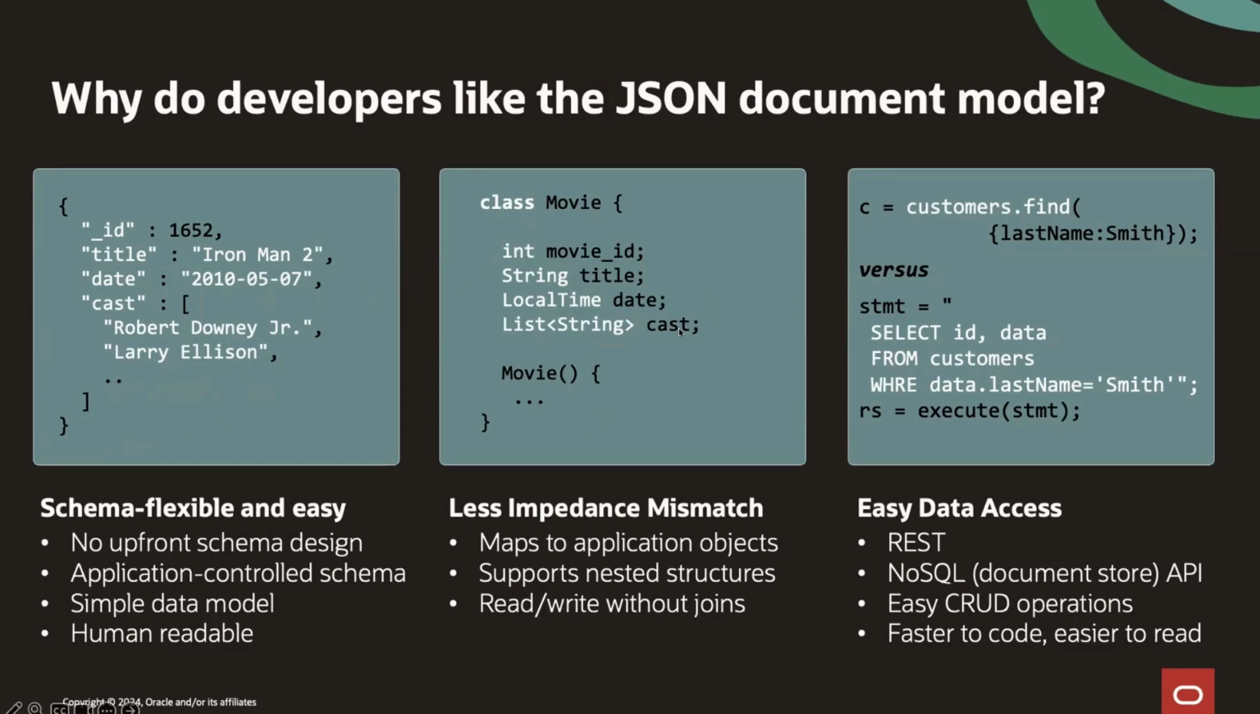Another benefit is also that it easily maps your application objects to and from JSON. So very often you have an object which has, let's say, nested structures.